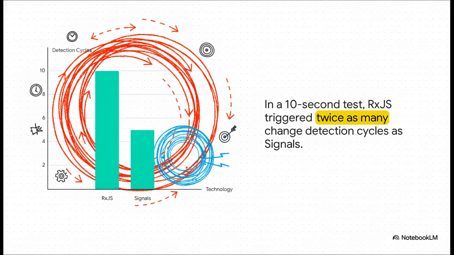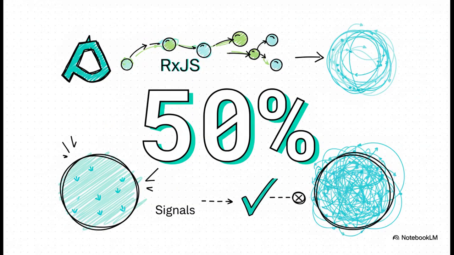And bam, here are the results. In this little test, data was updated once a second for 10 seconds. The RxJS version triggered a full change detection cycle every single time, 10 cycles. And the signals version, only 5. That is a huge difference. Let's just put that in perspective. That is a 50% reduction in the amount of work Angular had to do, right out of the gate, just by swapping out one pattern for another. This is that performance gain we were talking about, and you can see it right there in the numbers.